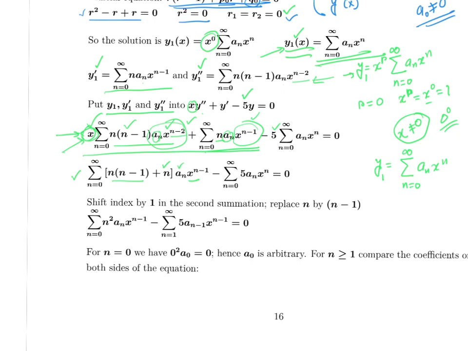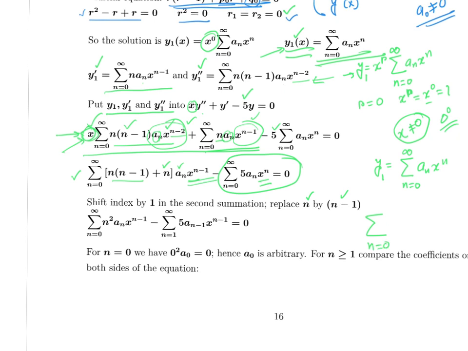So now we have to look. Here you have x to the power n minus 1, but here you have x to the power n. So we kind of have to shift the indices, right? The way I do it is shifted by 1. Anytime you see n in this summation, replace it by n minus 1. So let's go ahead and write it out here so that you can see what I'm talking about.